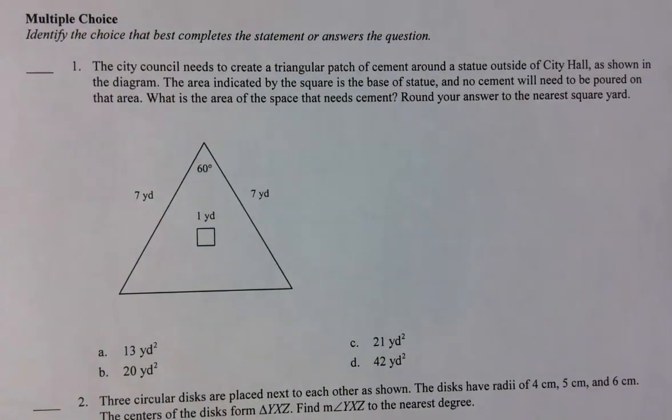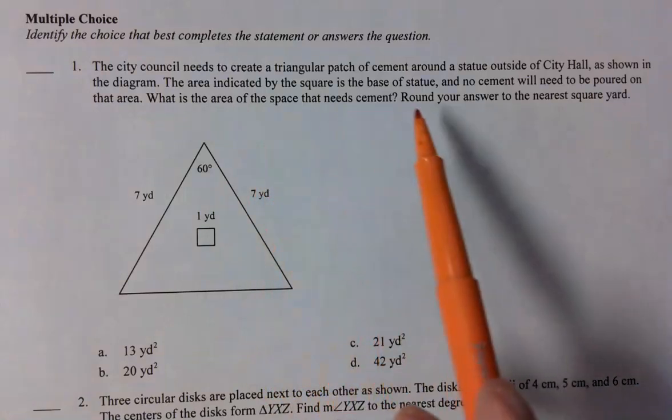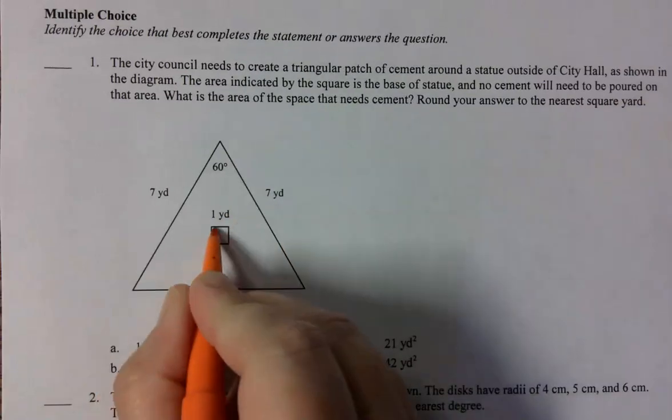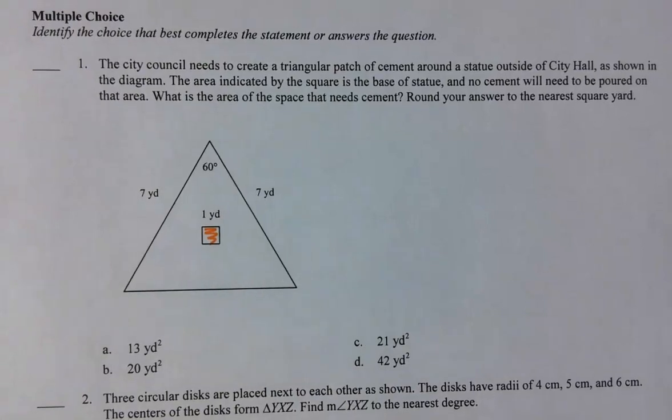The city council needs to create a triangular patch of cement around a statue outside of City Hall, as shown here. The area indicated by a square is the base of the statue. No cement will need to be poured here, so this is where our statue is. What is the area of the space that needs cement?